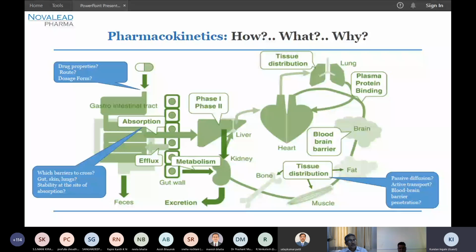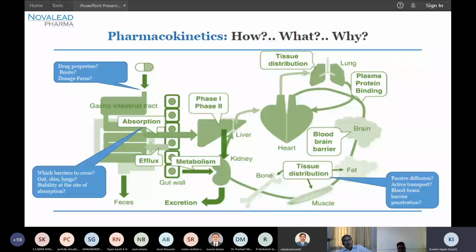If it is not IV, it has to cross different barriers like the gut. If it is topical, it has to pass through the skin, and if it is a drug which has to act in the lungs, it has to cross all those barriers to reach the systemic circulation or the site of action.